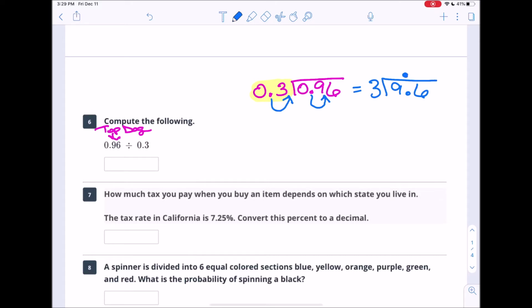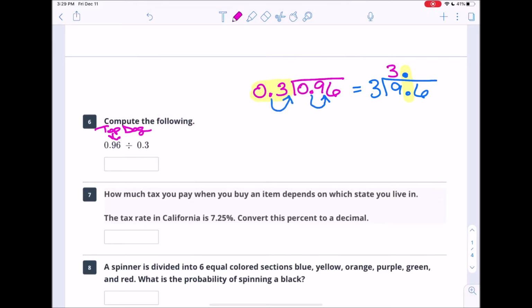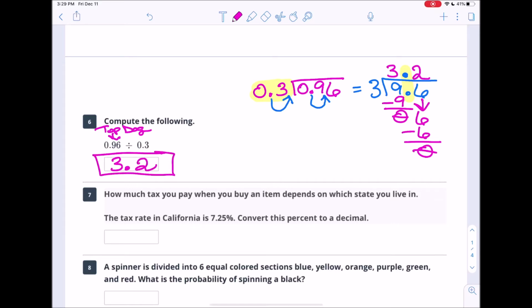Remember, wherever your decimal is, it's going to align with your final answer. Okay, let's go ahead and get started. 3 goes into 9 3 times. 3 times 3 is 9. So we subtract. We drop down the 6. 3 goes into 6 2 times. 2 times 3 is 6. We subtract, no remainder, and that means our answer is going to be 3.2. That's going to be our answer.